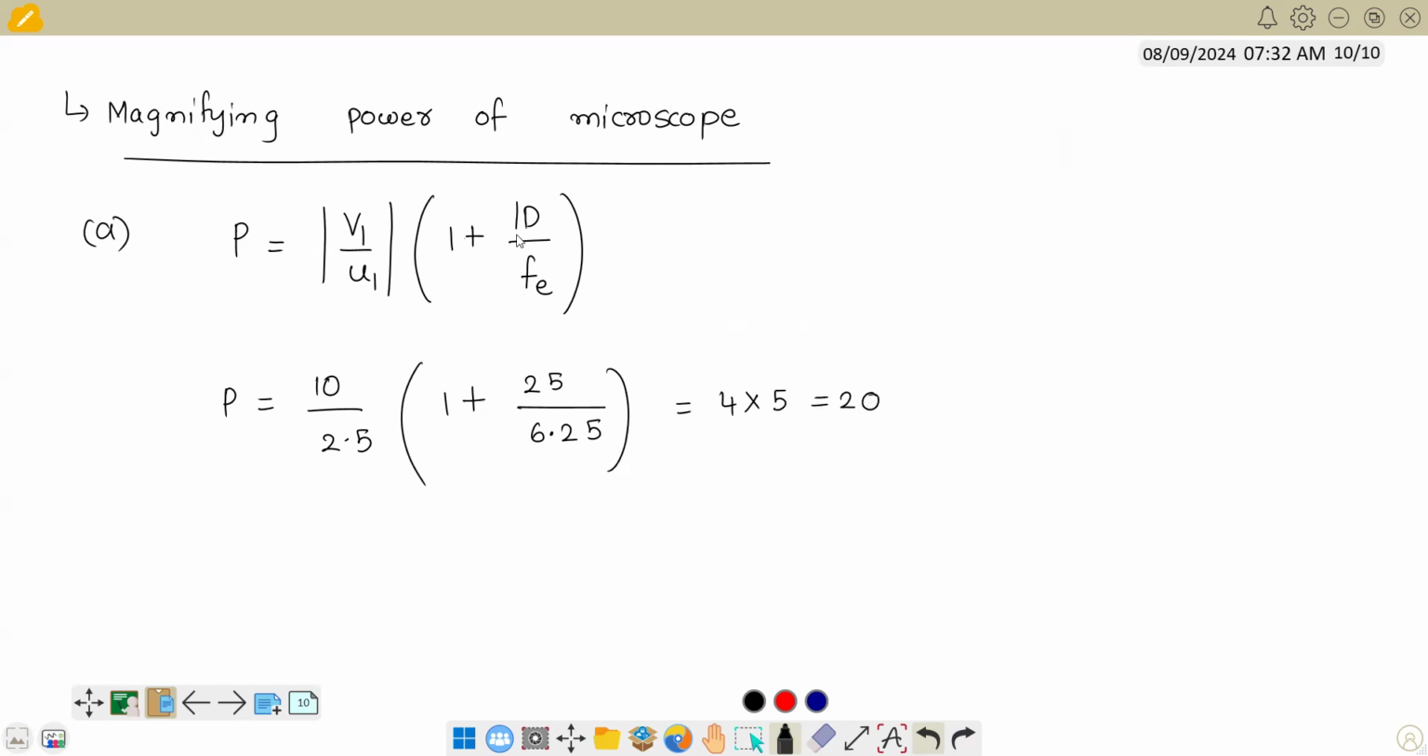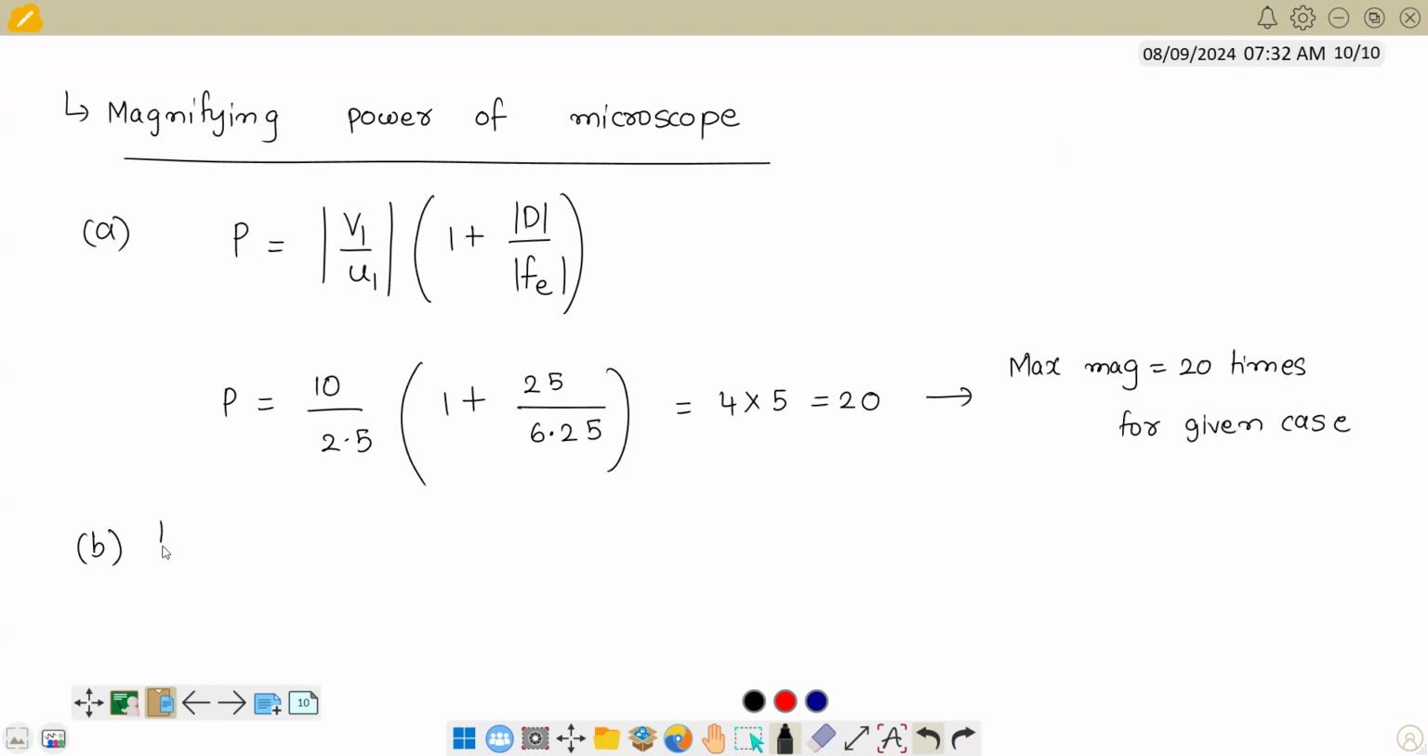I'm taking magnitudes for all of them. Again, no need to substitute the sign convention or anything. So it would be 20. That means the maximum magnification is 20 times for the given case.